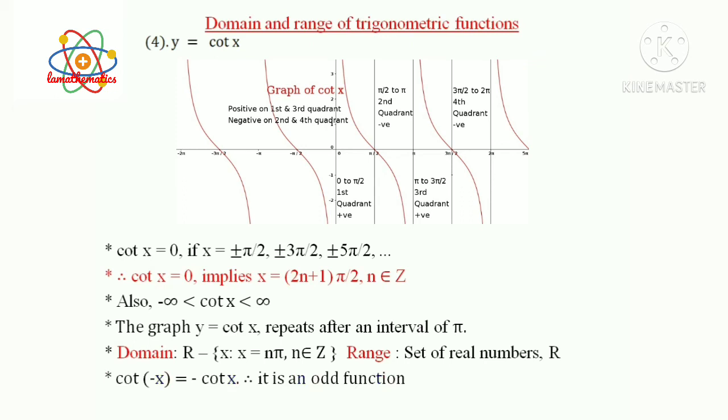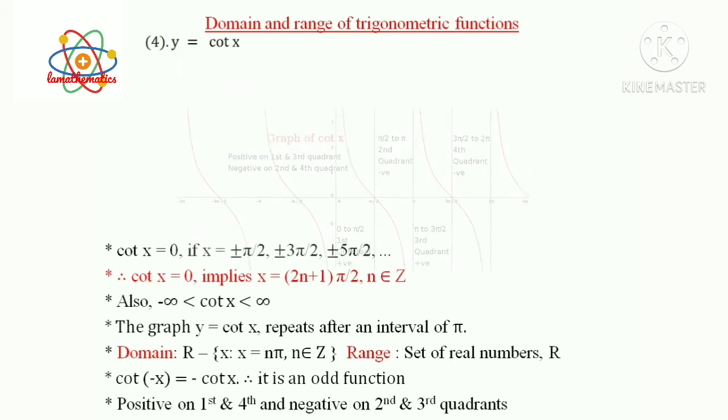Cot minus x equal to minus cot x, that is, here cot function is an odd function. Cot function is positive on first and third quadrant and negative on second and fourth quadrant. From figure, it is clear that on first and third quadrant, the curve is above x-axis, and on second and fourth quadrant, the curve is below x-axis.